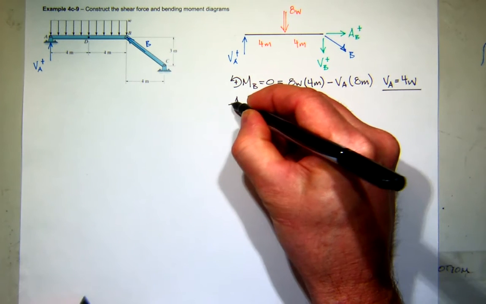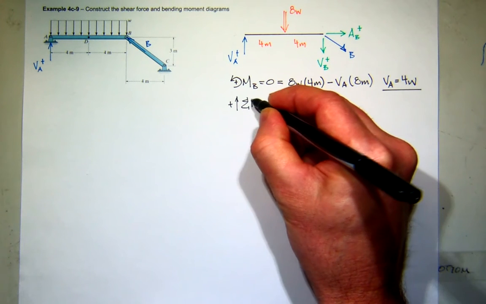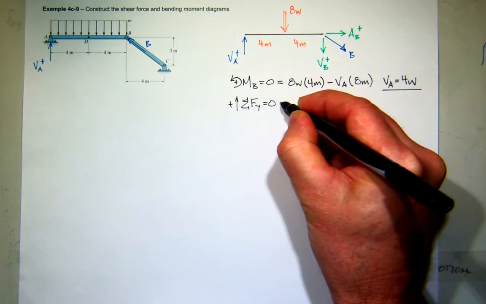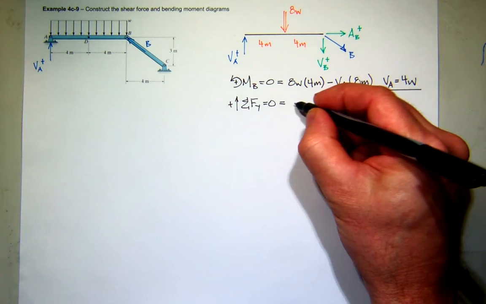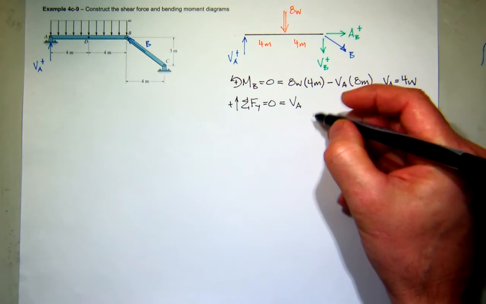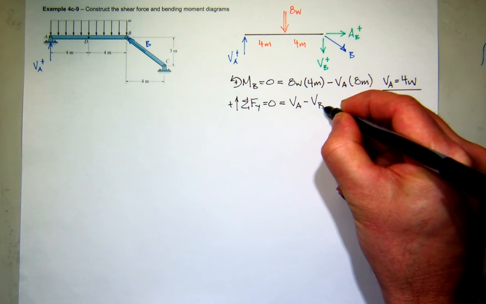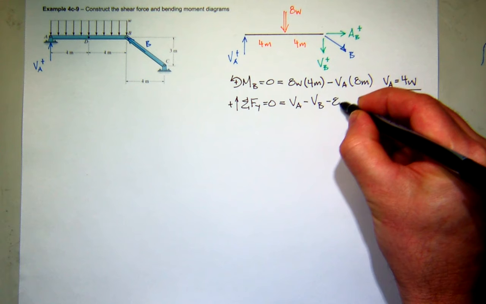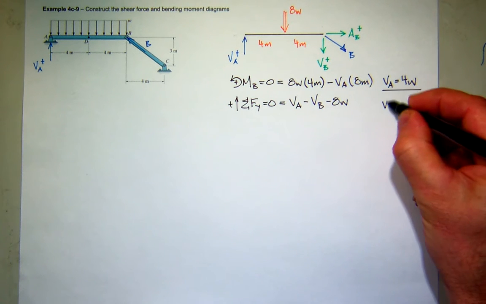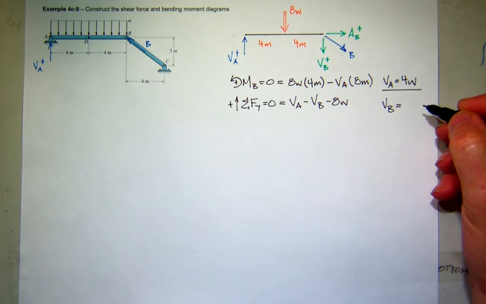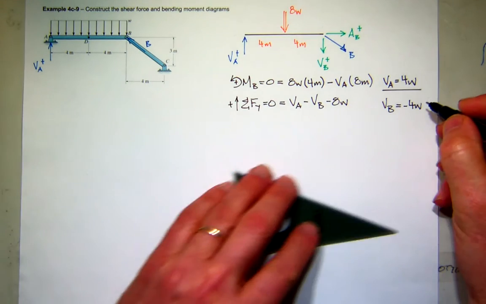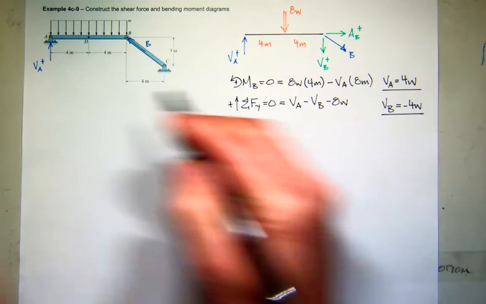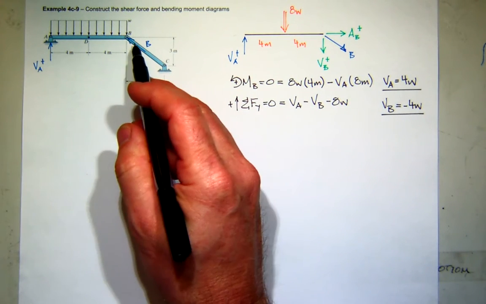And then you can sum forces in the y direction for equilibrium. And what will you get? I've got the shear acting up at A, I've got the shear at B acting down, and I've got my 8W load acting down. So the shear at B is what? Negative 4W. So I have everything I need. I have the shear at the beginning of the section and at the end of the section.